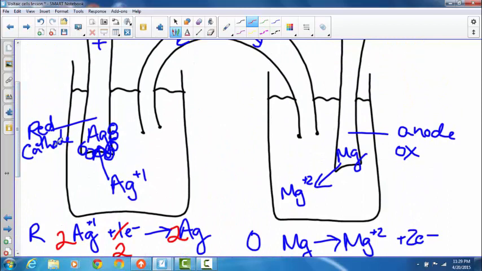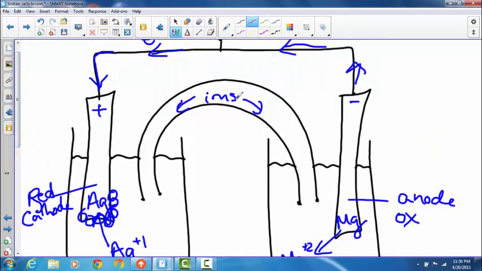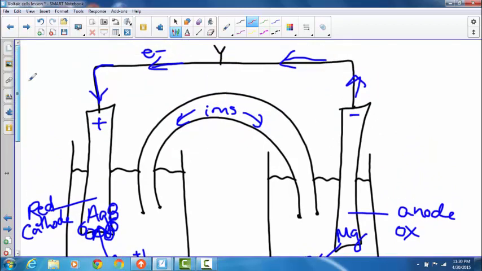I've labeled my cathode. I labeled where reduction occurs. I labeled my anode, and I labeled that that's where oxidation occurs. I wrote my half reactions. I'm showing that this side is losing mass and this side is gaining mass. I have my ions moving through the salt bridge. I have the positive and negative electrodes indicated, and I've shown where electrons have moved through the wire.